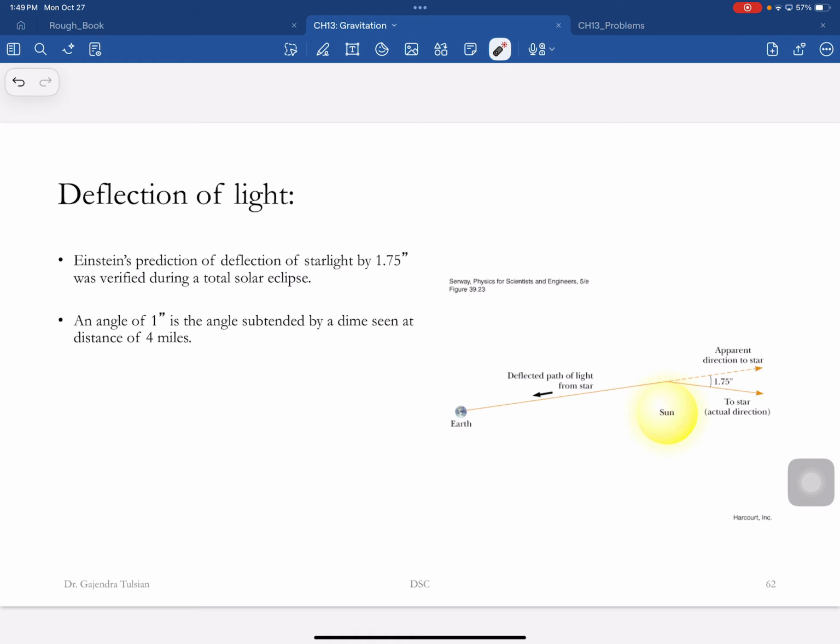So here's light coming. Light from the star is being bent by the gravity of the sun and reaching us. This was one of the first things that was experimentally tested from Einstein, after Einstein gave us the theory.